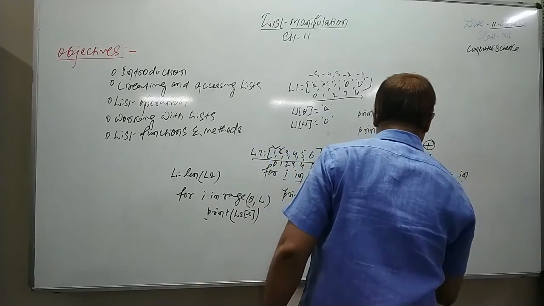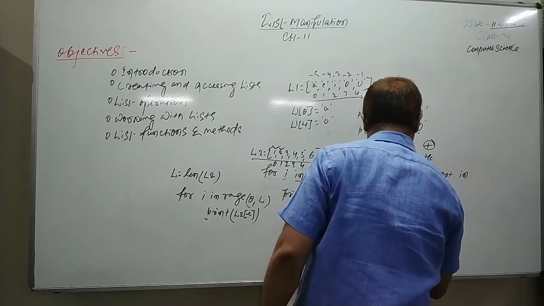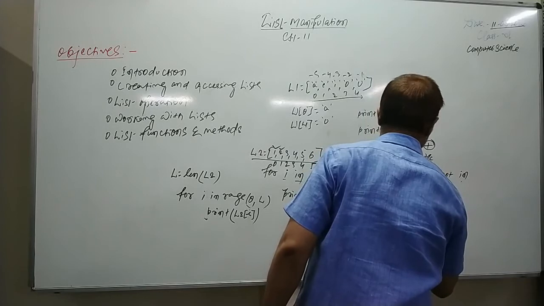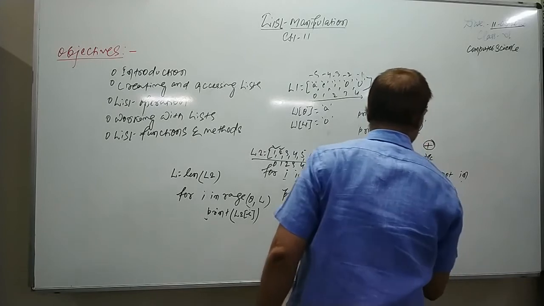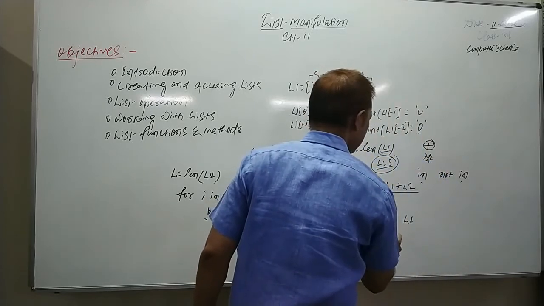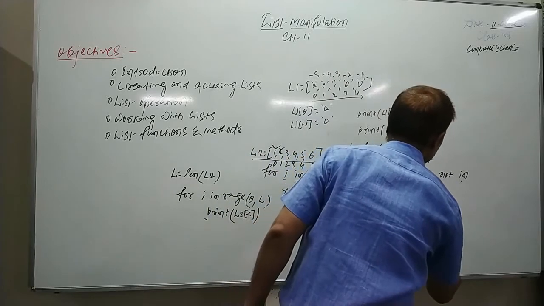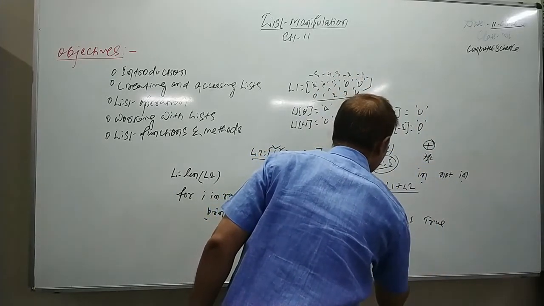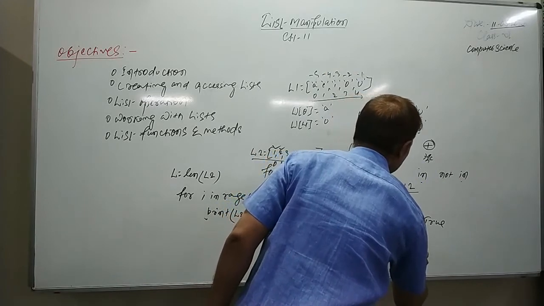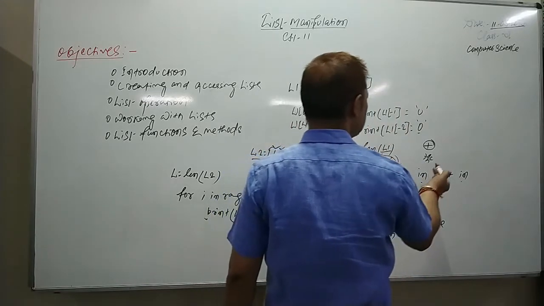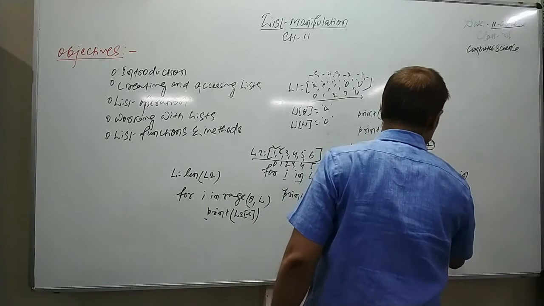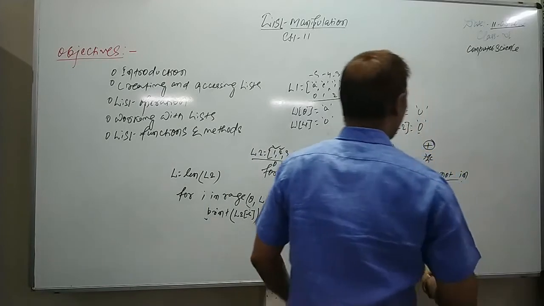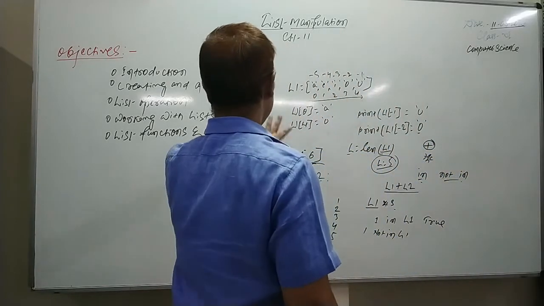If you want to check a particular element, you say 1 in L1, where L1 is the list. If 1 is an element, it will give you True since it's there. And if you say 1 not in L1, it will give you False because 1 is there. This is how to use the in and not in operators in a list.